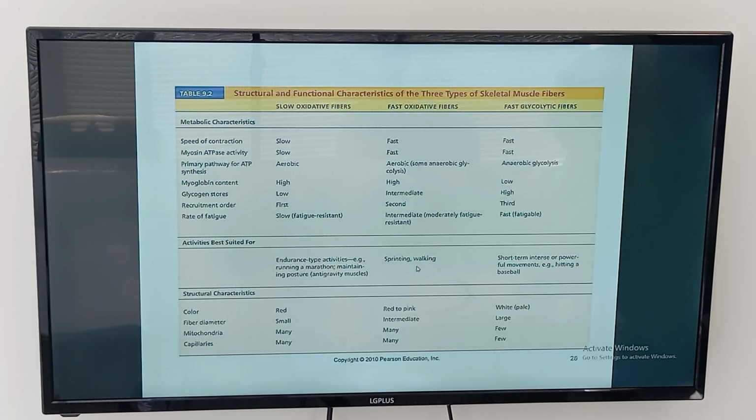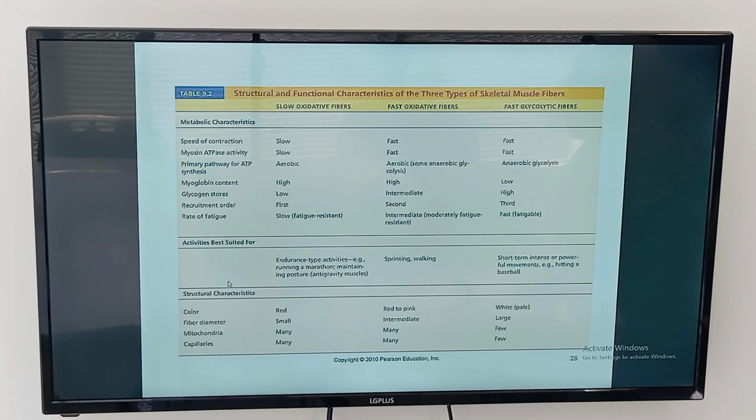Fast glycolytic fibers, because it's fatigable, then it will have short-term intense or powerful movements. For example, hitting a baseball. It takes a lot of strength and a quick movement. So the best suitable for hitting a baseball is fast glycolytic fiber.